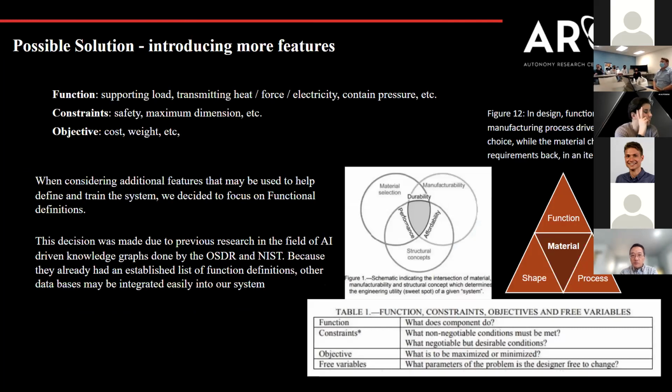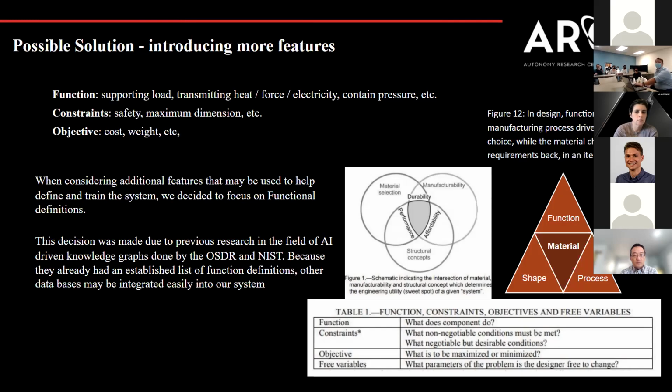So in order to introduce this, we had to start introducing function and flow. The function of things would be like supporting load, transmitting heat, force, electricity, containing pressure, things of that nature. Constraints, safety, maximum dimensions, things like that. When considering additional features that may be used to help define and train the system, we decided to focus on functional definitions. This decision was made due to previous research in the field of AI-driven knowledge graphs done by the OSDR and NIST, which is why we have Dr. Ferrero helping us.